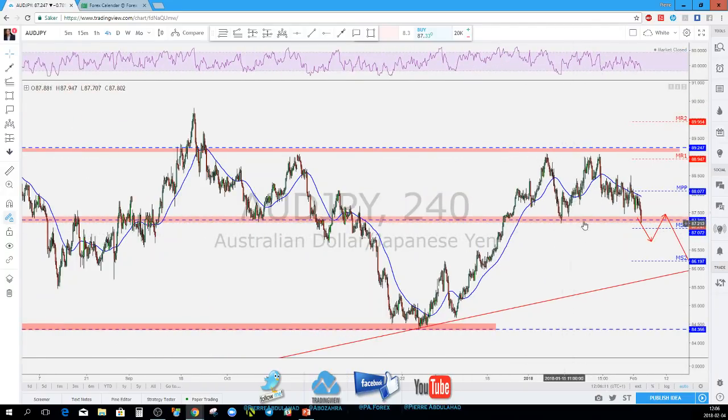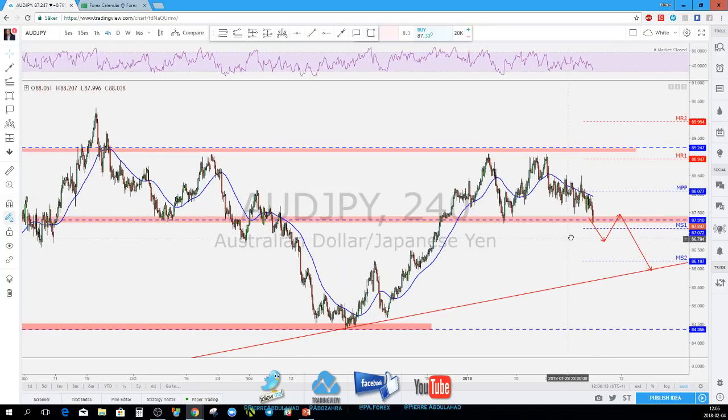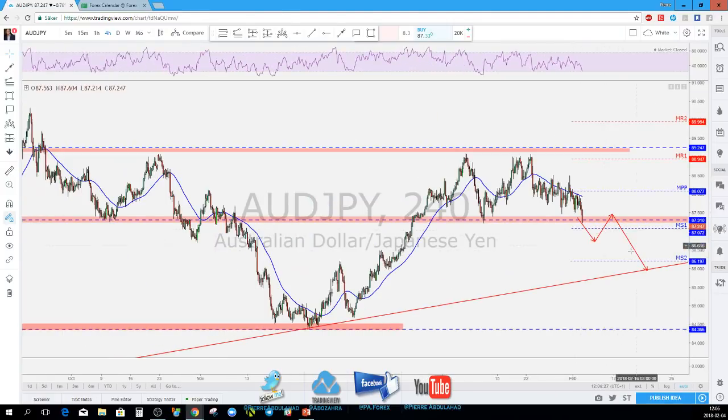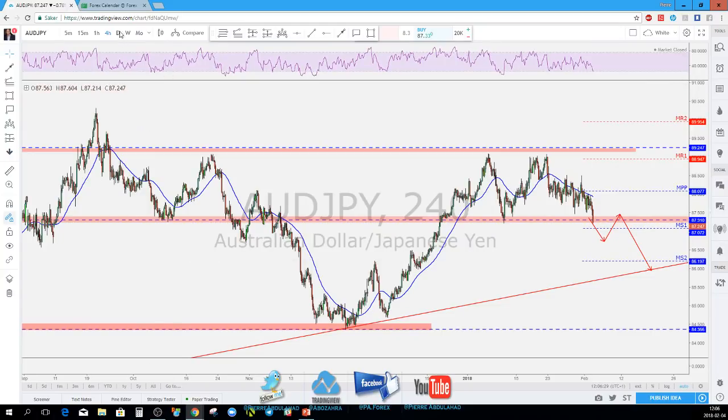You want this structure to hold, and if not, if this structure gets broken, we close below this low here, then you should start looking for the retest that fails to break above again, and you can sell it back down toward this trend line.